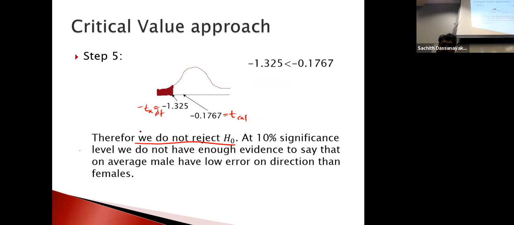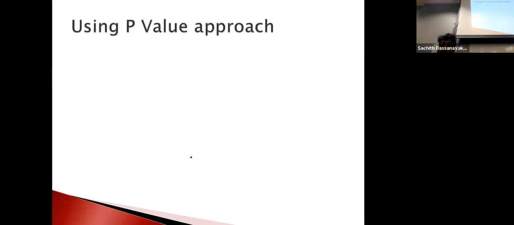So finally, you can give your interpretation. At 10% significance level, we do not reject. Sorry, we do not have enough evidence to say that they are clear. Okay, clear? Again, I just changed the values, not the example.